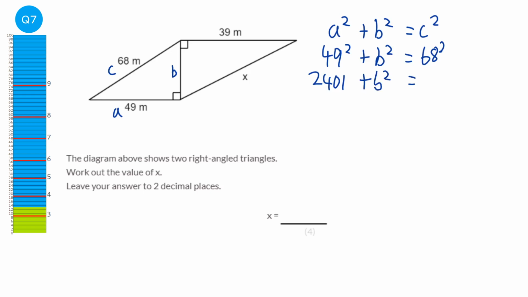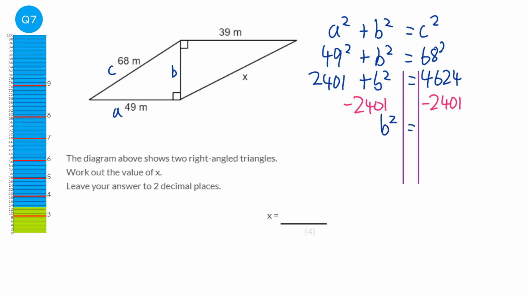And 68 squared is 4,624. So we are solving here, so let's get our lines down. And we're going to start by subtracting the 2,401 from both sides. So we've got b squared equals 2,223. Then we're going to square root both sides, and we've got b equal to 47.148, blah blah blah.